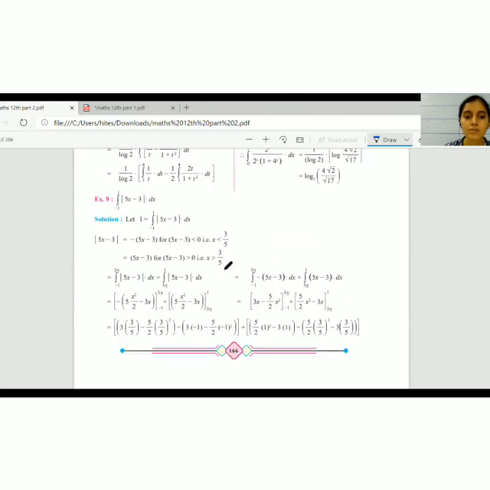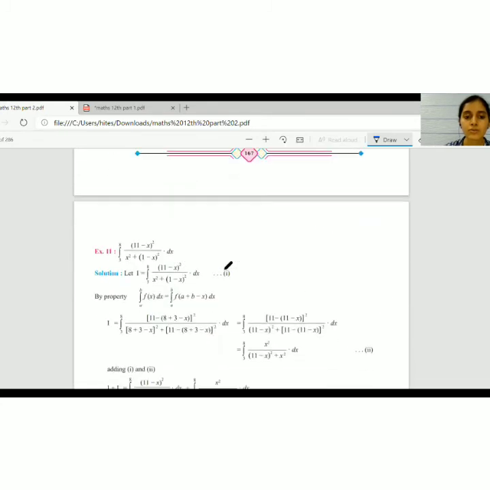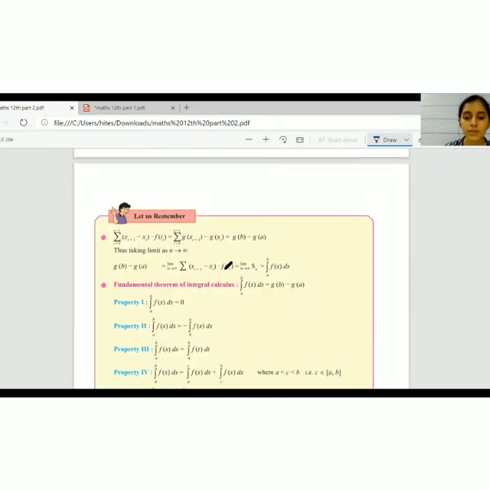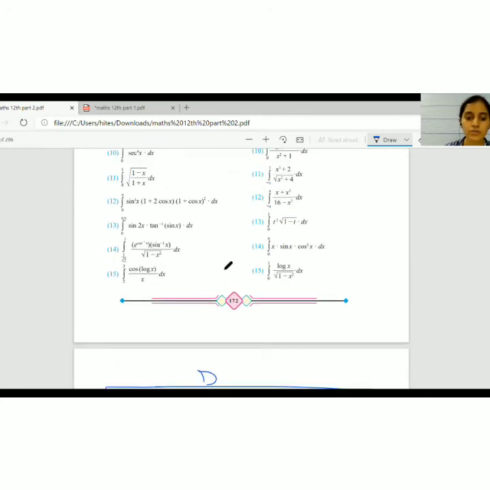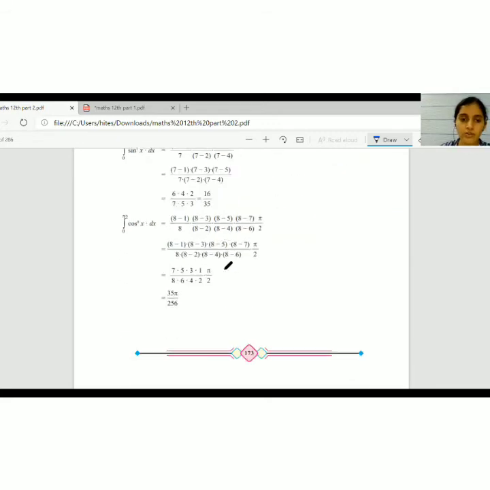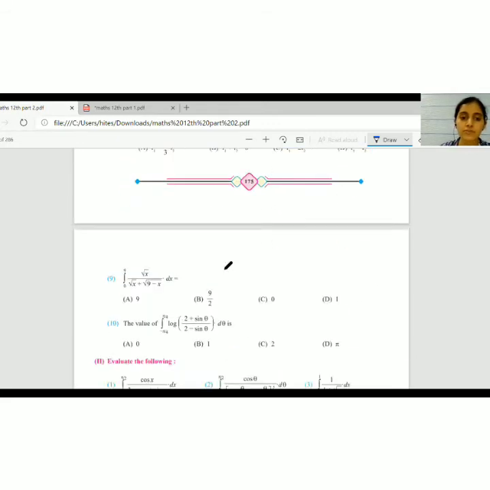This is chapter 4 that we're talking about. This part in chapter 4 is excluded: to evaluate the integrals of the type, known as reduction formula. So reduction formula is basically excluded. Anything based on the reduction formula will be non-evaluative.